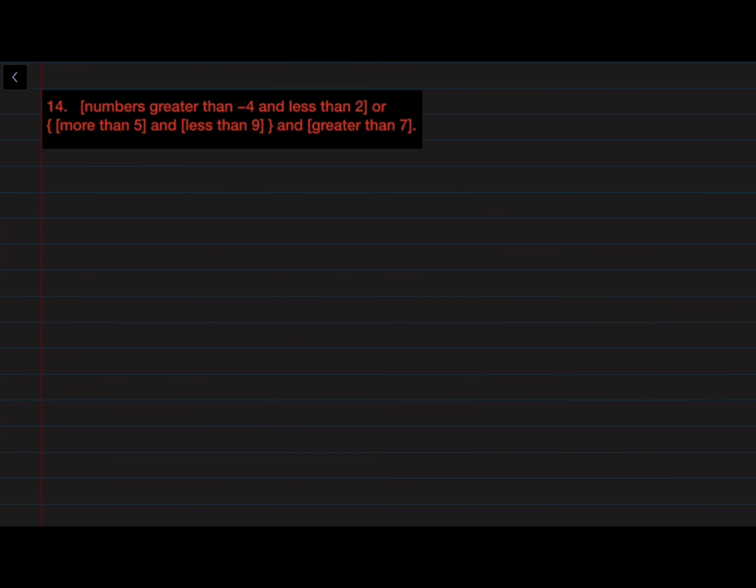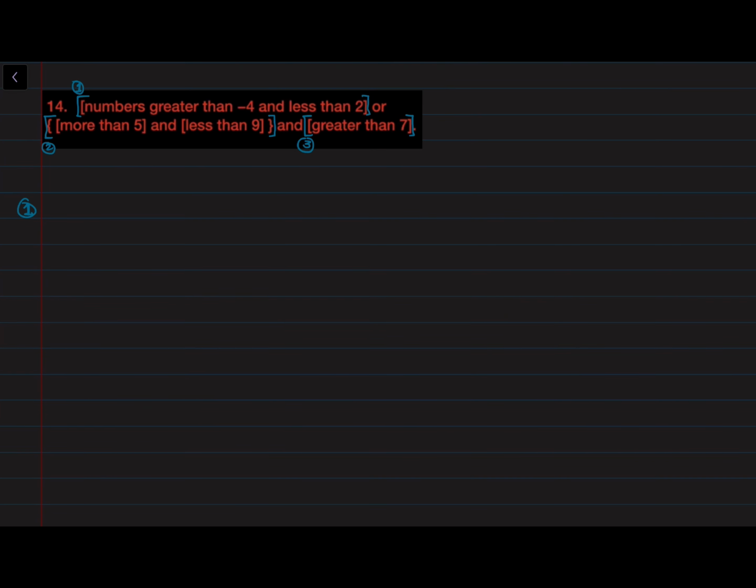So for question 14, we have 3 parts. We have this part, and this part, and we have this part. So let's go through them one by one and then combine our intervals in the end. So let's label them 1, 2, and 3.